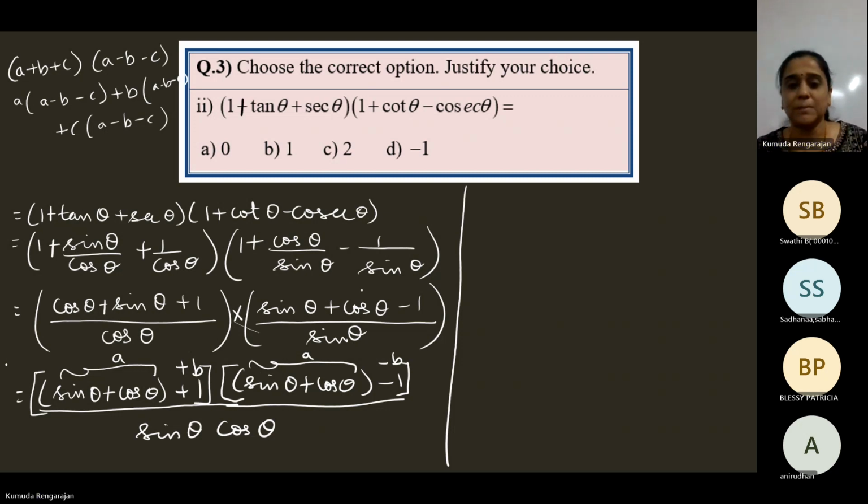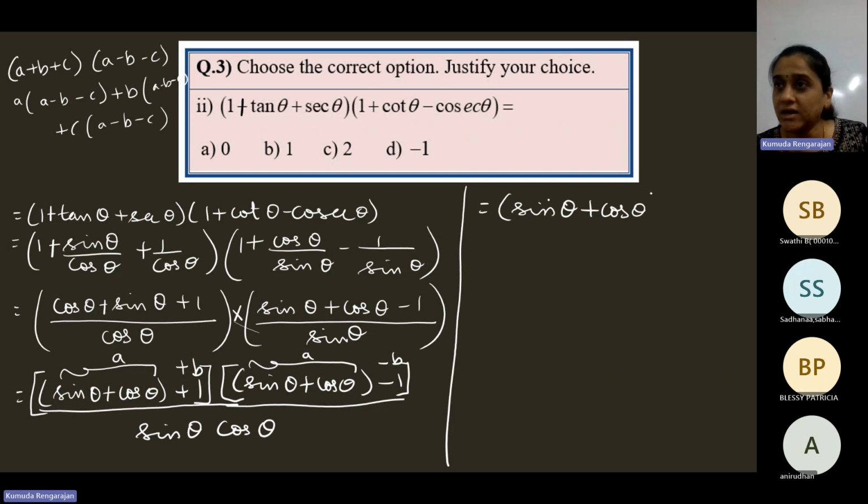Can you see what a is? A is sin theta plus cos theta. What is b? B is 1. All right. So the next step will be a plus b into a minus b is a square minus b square, divided by sin theta cos theta.